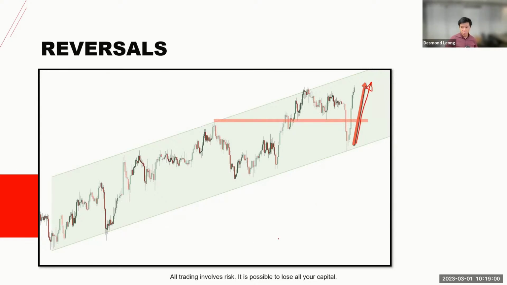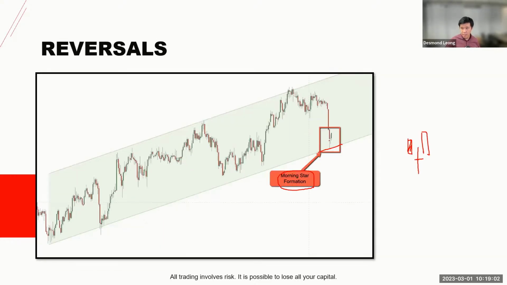So this is the thing. When price reaches this level, there are a lot of different candlestick patterns you can look at. Some candlestick patterns help you forecast whether the bounce is going to happen, and some help you forecast whether the bounce is not going to happen. So this is what I mean by a reversal. Very simple reversal.